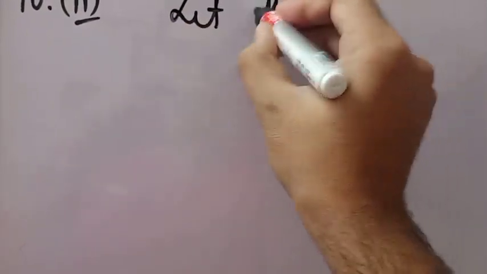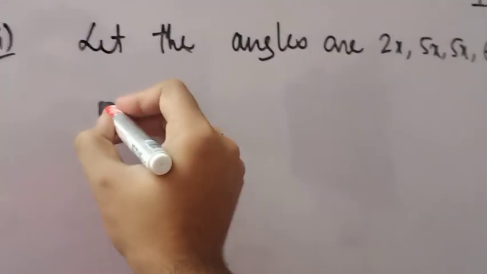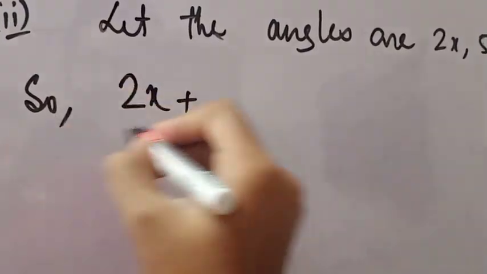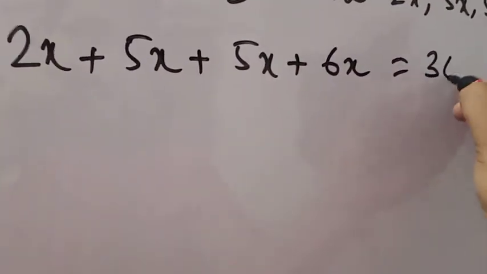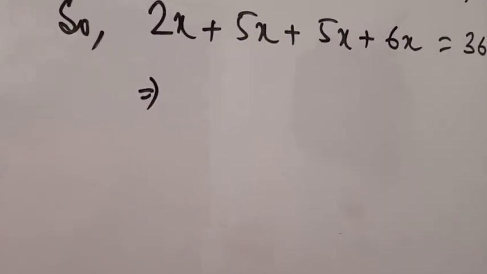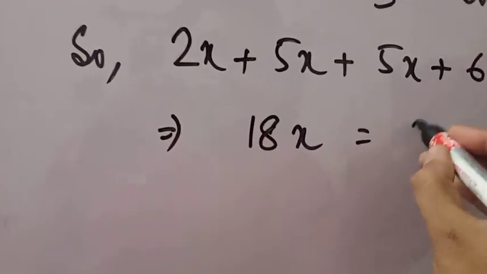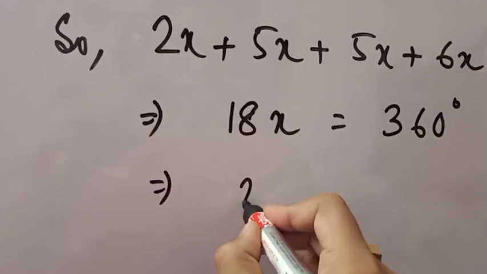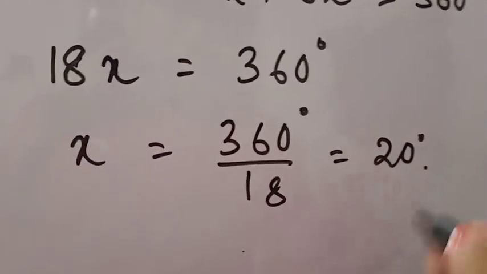That means let the angles be 2x, 5x, 5x and 6x. That means you have to find the 6x only. So the addition is 360. So 2x plus 5x plus 5x plus 6x equals 360. So 5 plus 5 is 10, 10 plus 8 is 18x equals 360. x equals 20 degree. Now you have to find the 6x only.